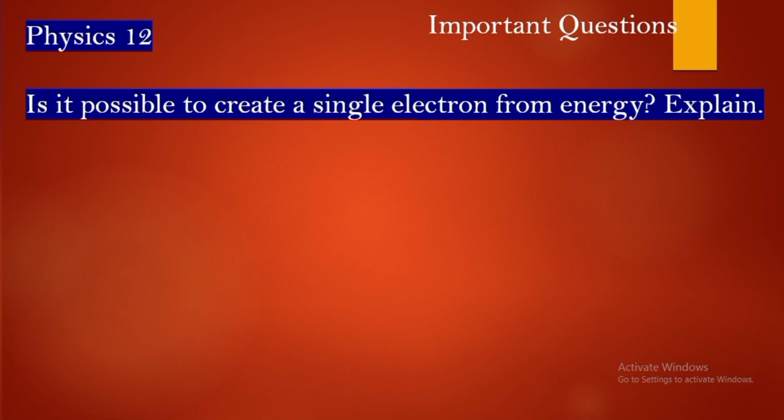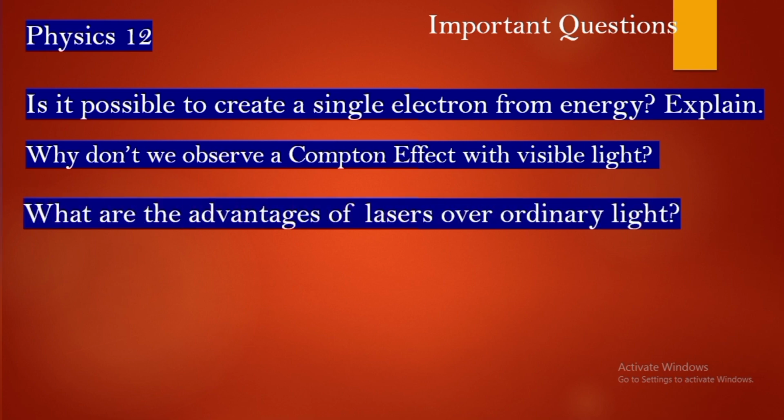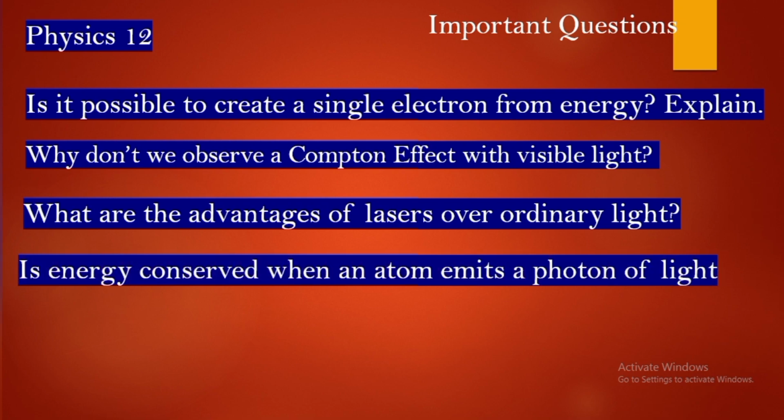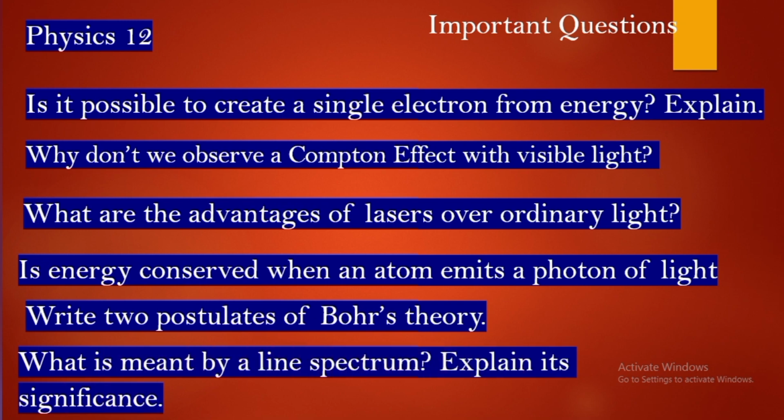Is it possible to create a single electron from energy? Explain. Why do we not observe the Compton effect with visible light? What are the advantages of laser over ordinary light? Is energy conserved when an atom emits a photon of light? Write two postulates of Bohr theory. What is meant by line spectrum? Explain its significance.